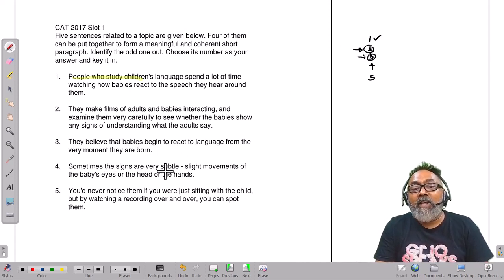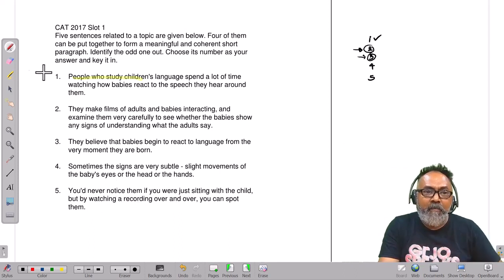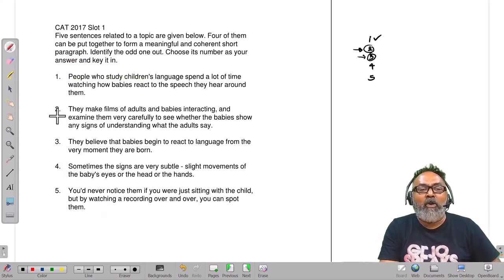Sometimes the signs are very subtle, slight movements of the baby's eyes or the heads or the hands. You would never notice them if you are just sitting with the child, but by watching a recording over and over, you can spot them. When you read this, knowing very well that sentence one has to be in because a couple of sentences need it, what we actually see here.